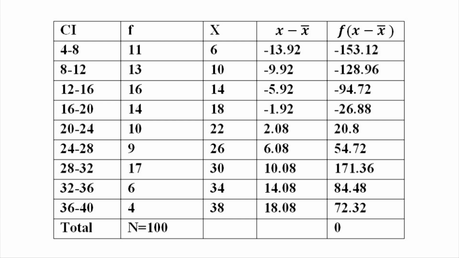Next, we shall compute f into x minus x bar. The values are minus 153.12, minus 128.96, minus 94.72, minus 26.88, 20.8, 54.72, 171.36, 84.48, 72.32. Adding these values, we get their sum as 0. Hence, the property is verified.